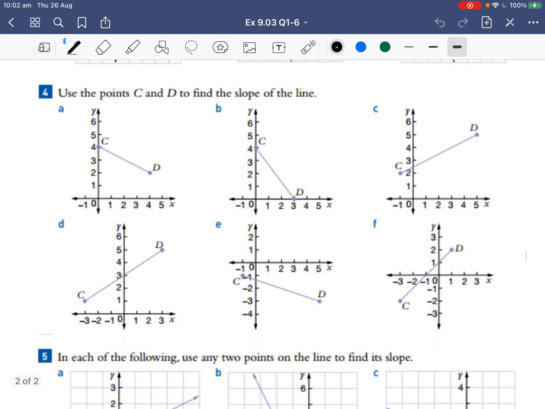Alrighty, so let's continue on with exercise 903, and we're going to have a little look at question 4. We want to use the points C and D to find the slope of the line. Now for this one, we don't have the grid line behind us, but we're still going to use the formula M equals rise over run. So for this first one, we want to find out what is going on with C and D.